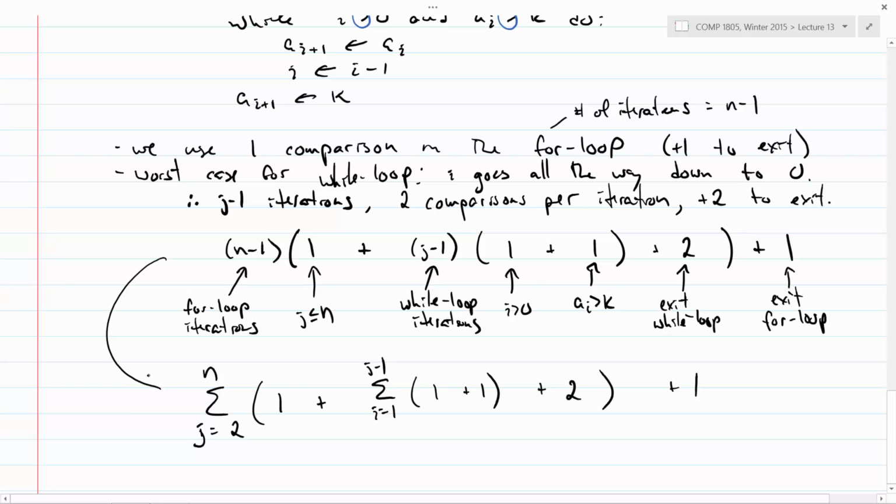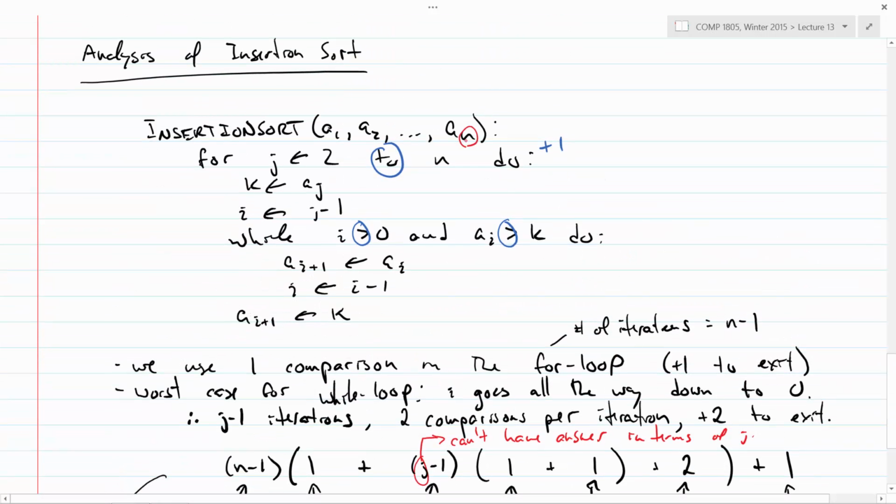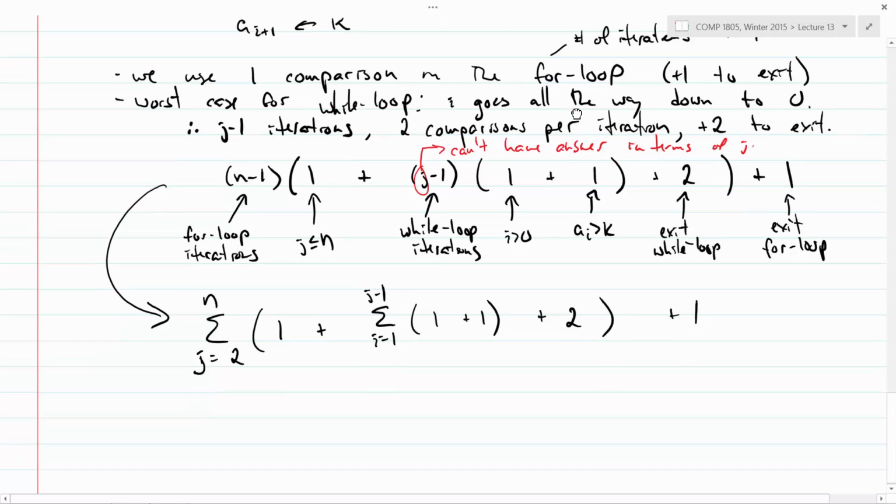So this is what you need to do. Because this thing here, the top one, you can't have an answer in terms of j. Right? You can only have an answer in terms of n, because n is the thing that's actually given to you. Right? You know something about the list. That's part of your input, if you like.